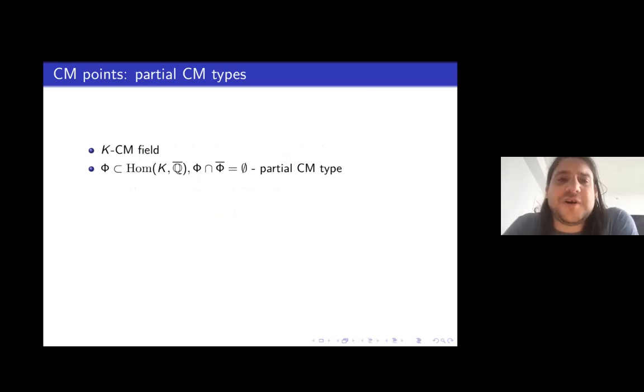So the way it works is the following. You pick a CM field, and now instead of a full CM type, you just take a subset of embeddings into Q bar, which doesn't intersect its conjugate. So for a full CM type, out of every pair of complex conjugate embeddings, you would pick one. Here, you're allowed to leave some pairs out completely and take one from whichever pairs you want. This is called a partial CM type.